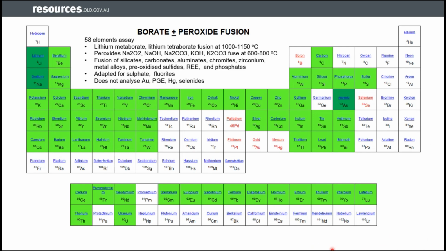And these methods are really quite good. The only problem with this method is that the volatile elements are driven off. It also does not analyze the precious metals, gold, platinum, etc. And so there is a limitation of that as well. But generally, it fluxes and dissolves most elements.